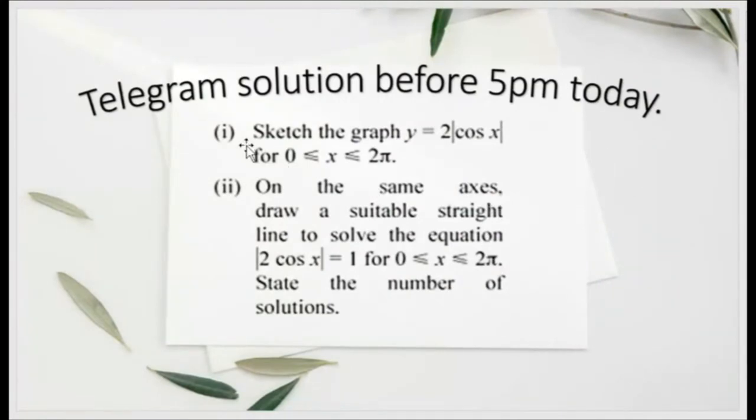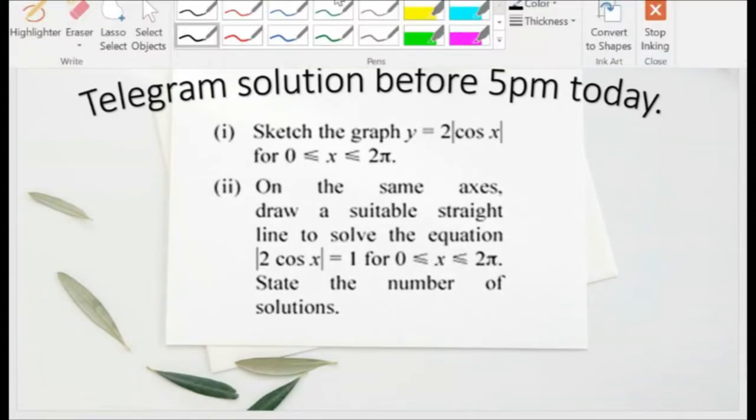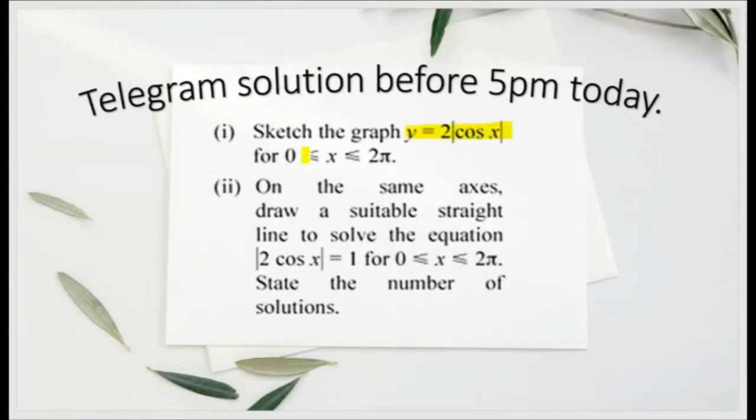Okay, the first one: sketch the graph for y equal to 2 modulus cos x. The range given is from 0 to 2 pi radian, so it's 0 to 360 degrees. So how are we going to draw this? We want to sketch y equal to 2 modulus cos x, between the values 0 to 2 pi radian.